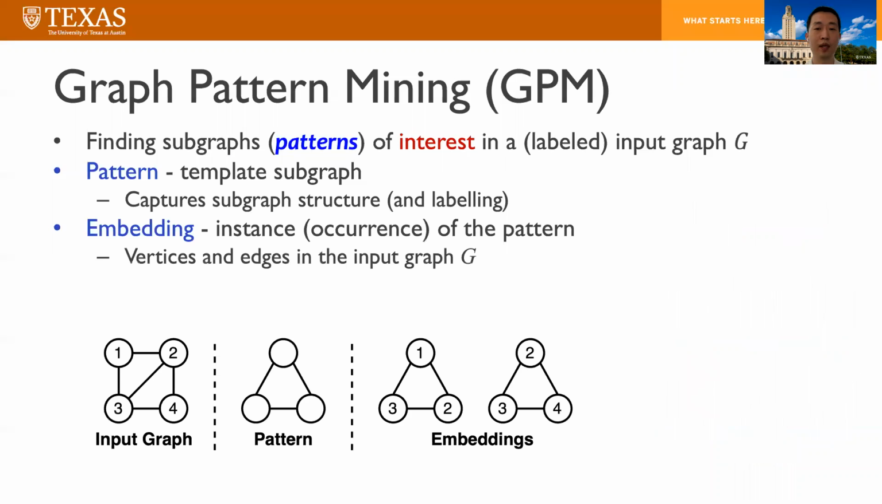cliques. Another important term is the embedding. An embedding is an occurrence of a pattern in the input graph. It includes actual vertices and edges of the input graph. In this example, the pattern is a triangle, and there are two embeddings of this pattern in this input graph.